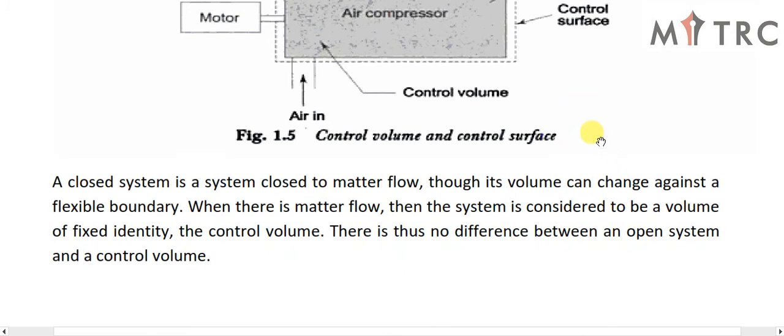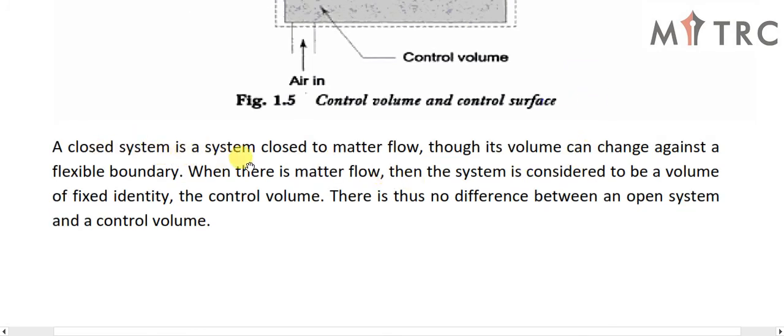As you can see, a control system is a system closed to matter flow, though its volume can change against a flexible boundary when there is a matter flow. When the system is considered to be a volume of fixed identity, it is the control volume. There is thus no difference between an open system and a control volume.